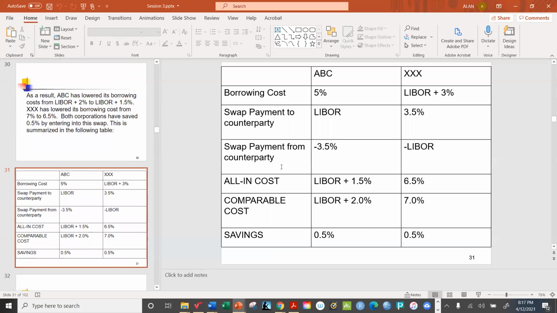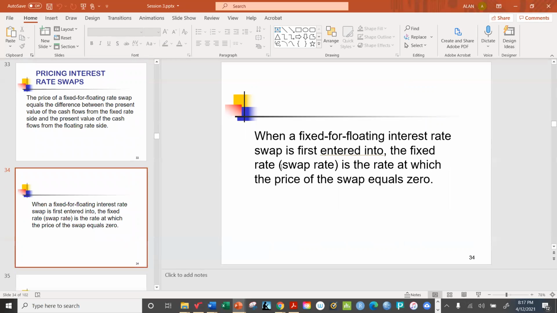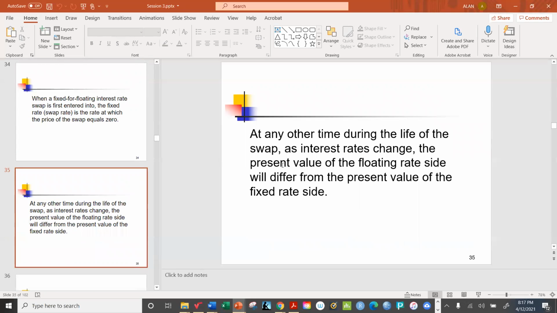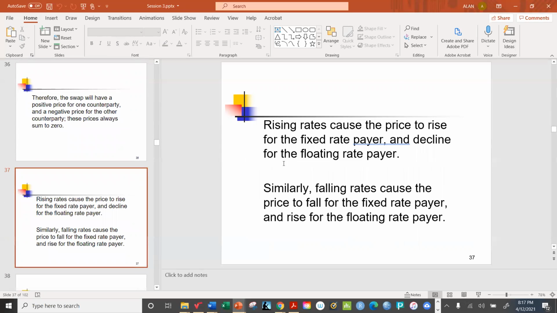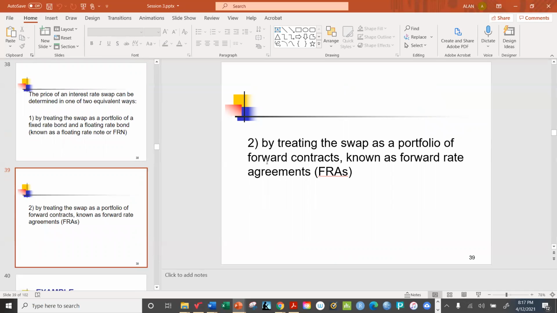But also, most importantly, we're going to look at pricing models. How do we price these things? Where's the price coming from? And why do they have a price in the first place? So there's actually two things we can do here. We can treat the swap as a portfolio of bonds when we price the interest rate swap, or we can treat it as a portfolio of what we will call forward rate agreements, which we will discuss next week. But in a nutshell, forward rate agreements are simply forward contracts written on interest rates.